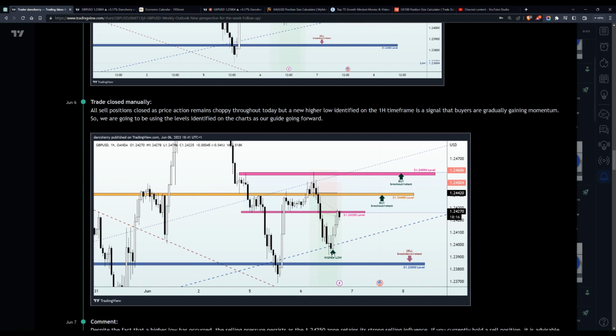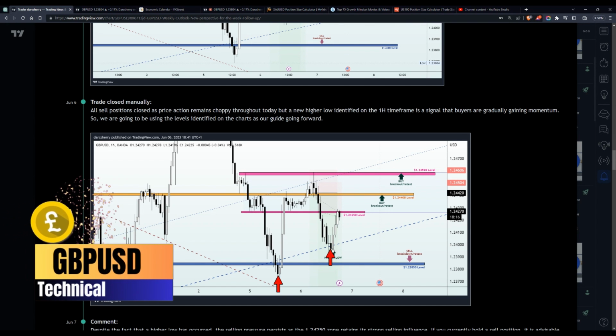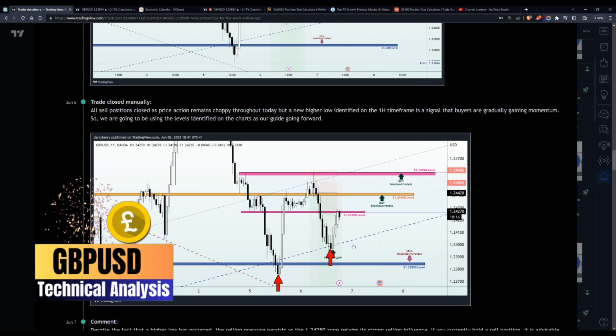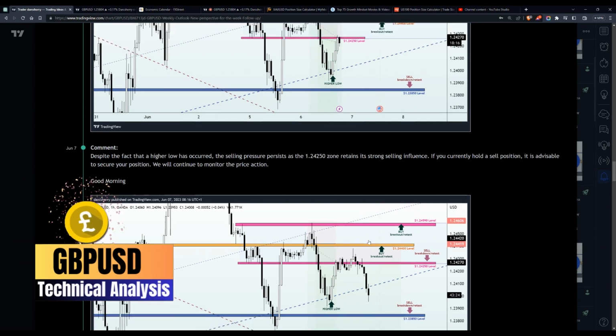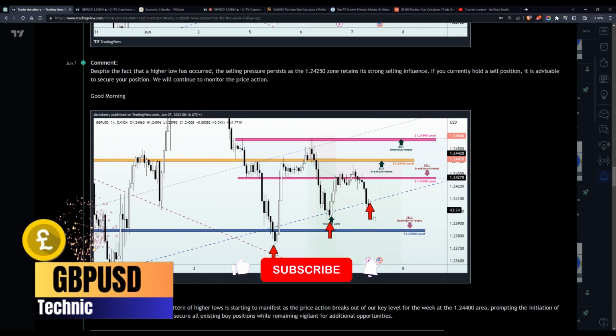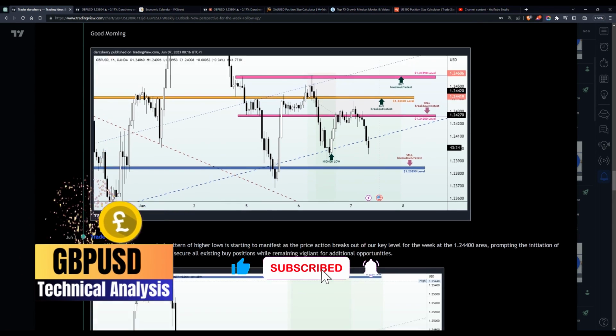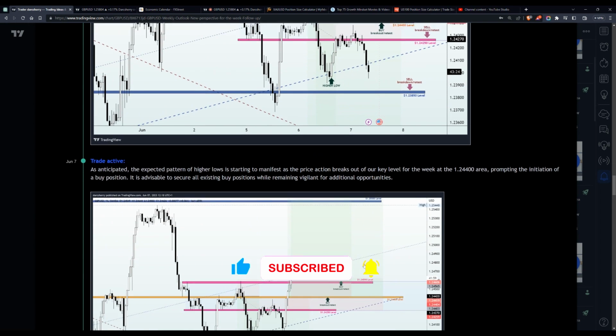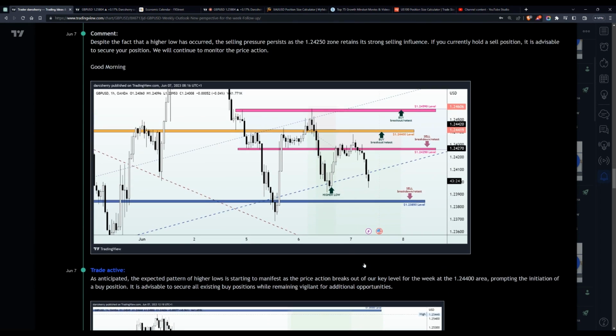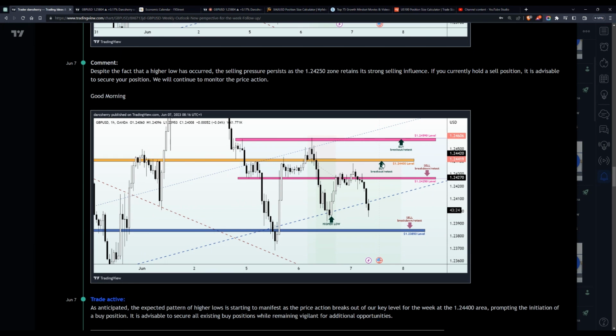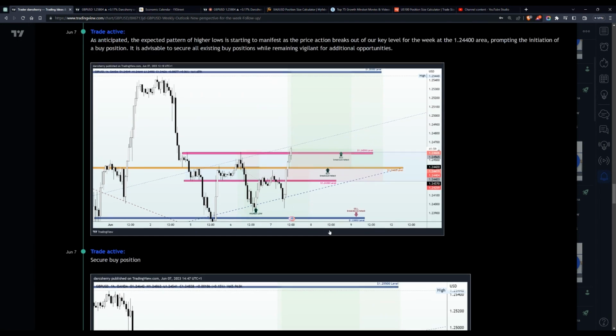And it was at this point we observed a higher low here, giving us a clue and insight into the possibilities of buyers coming in. So we also had another higher low here, which further emphasized the strength of the buyers. And as a result of that, we positioned ourselves just right above the key level to take advantage of the bullish move. And this was exactly what happened.